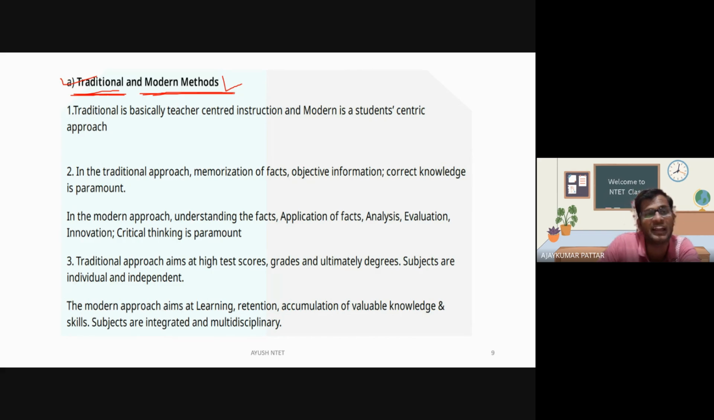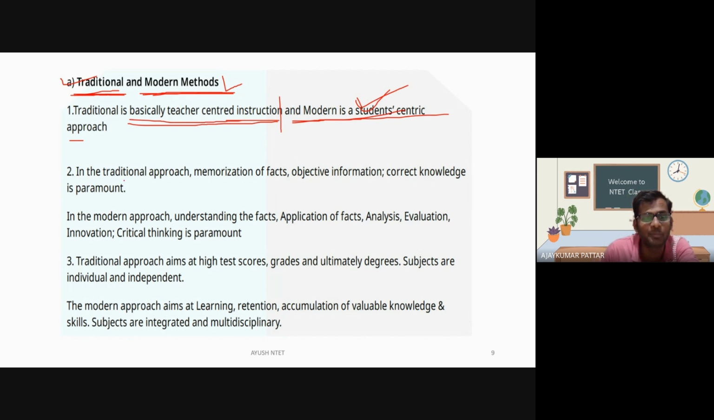So traditional system क्या है? Traditional is basically teacher centered instruction. Modern is a student centric approach. Traditional method में क्या था? Mainly teacher is important, teacher centered था. But modern method में क्या है? Student center, learner center is there. That is the difference between this traditional system and modern system. Because advancement नहीं था, technology नहीं था, learners or students entirely depend on the teacher. That's why the traditional system or traditional method is basically teacher centered, but modern is student centric approach.